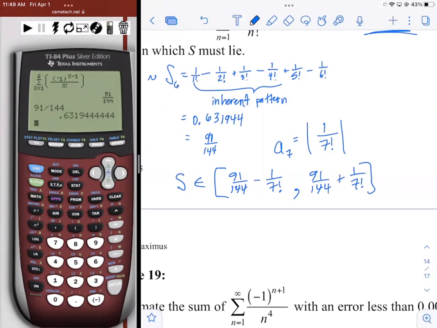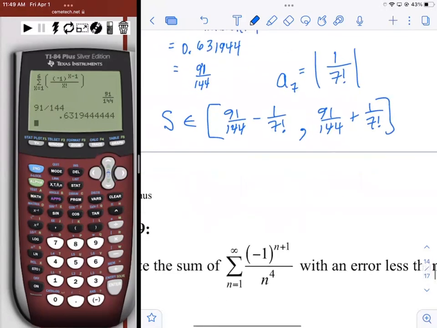Okay. So let's go ahead and see what that is. I'll type that in here, right? Let's see. I'm going to do this. 1 divided by 7 factorial. I'm going to type that in first, and I'm going to store that as x, just to make it a little bit easier. And then 91 divided by 144 minus x. Boom.